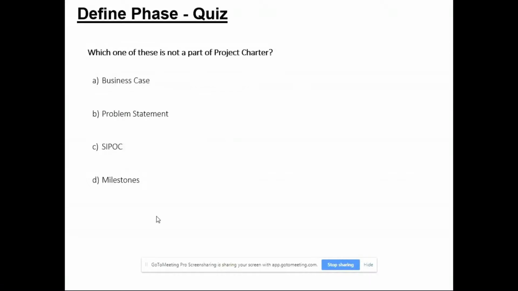Yep. Okay, which of these is not part of project charter? Milestones. Nope, milestones is there. SIPOC. All right. Because it's a second deliverable in the define phase. One is project charter, second is SIPOC. Okay, so apparently I only have two questions for you, because I know you have understood all the other concepts.